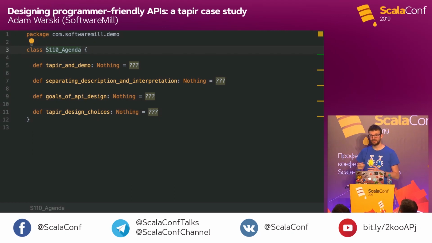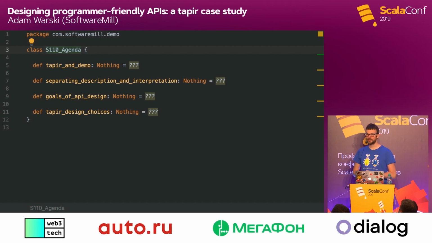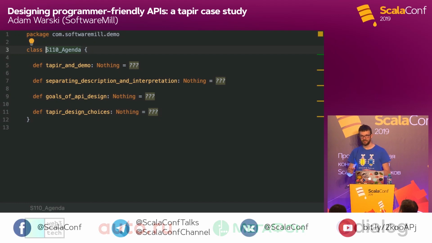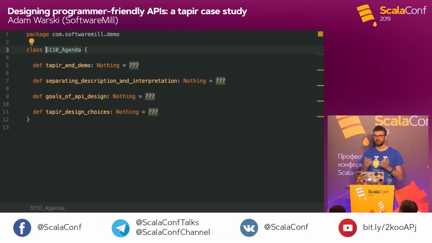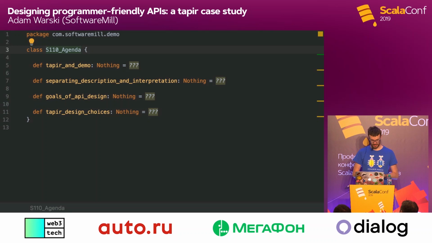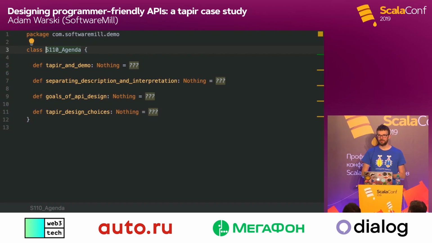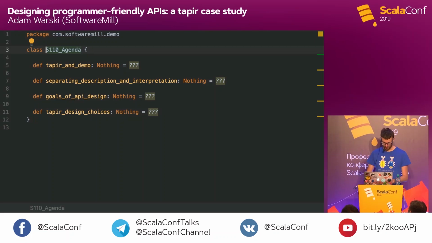So first we will look at what tapir does, what kind of problem it tries to solve. Then we will look at the general technique that tapir is using, which is separating description and interpretation. And tapir is not unique in using this technique. It's quite generally applicable, not only in the Scala language. We will talk a bit about goals, what were the main goals when the API was designed. And finally, if we have some time left, we will take a look at some design choices, at some trade-offs that we had to make when the API was designed, because of course there are always problems that you have to solve.